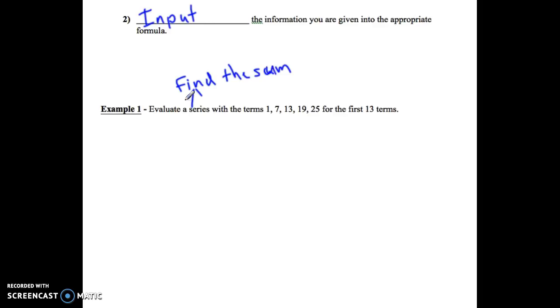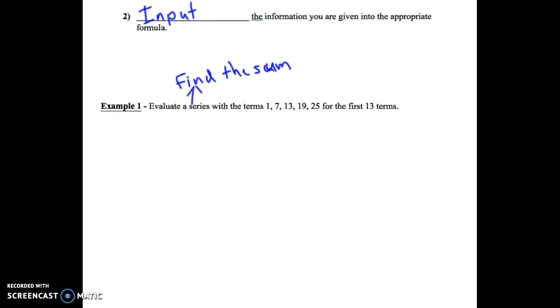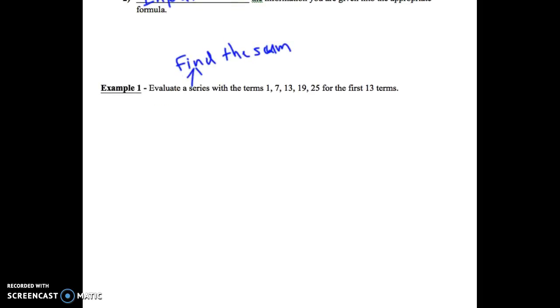So that should clue you that we need to determine what it is, arithmetic or geometric, and that tells us what formula to use. Then we have to figure out what pieces of that formula we need in order to input it. I have broken this up into steps. Please write this exactly as you see it, and I need to see your steps laid out like this as you practice these problems. To find the sum, the first step is to determine: is it arithmetic or geometric? You do that by the difference or the ratio.